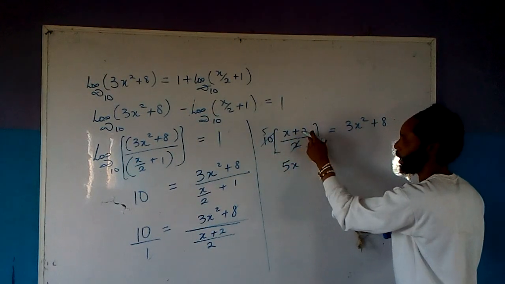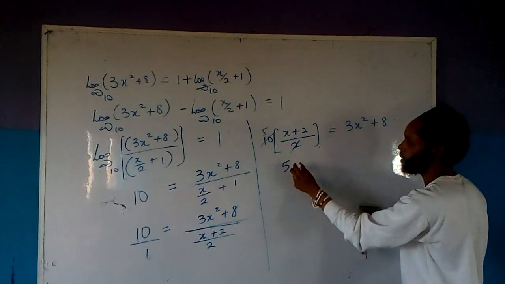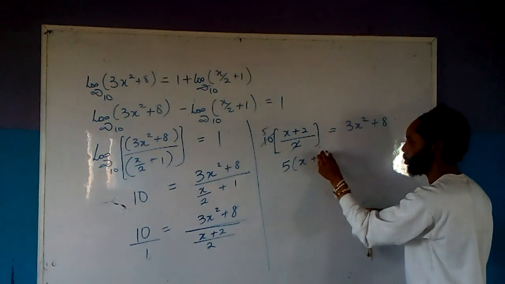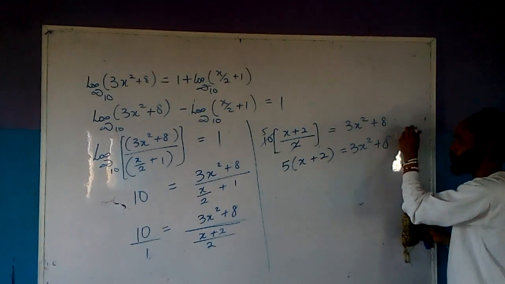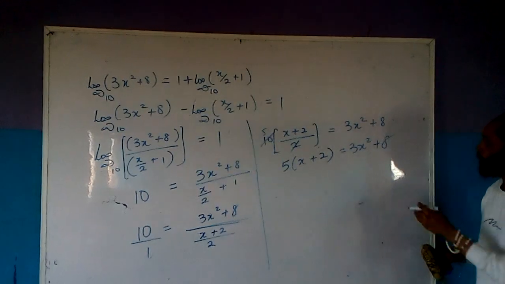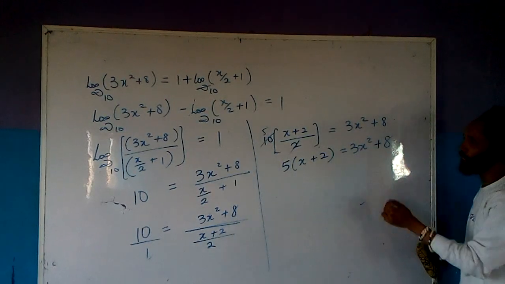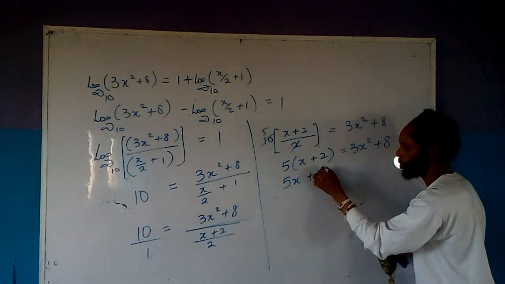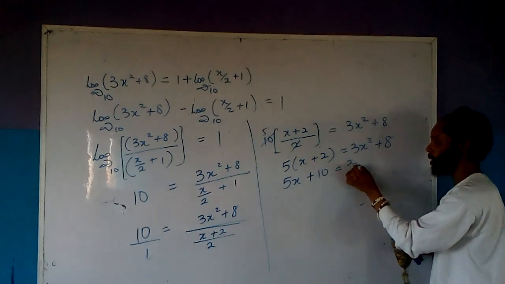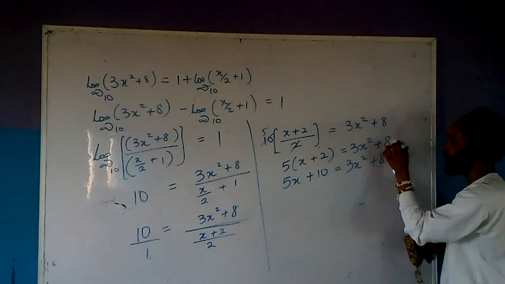5x. 5 times, let me open it. We have 5x plus 2 equals what? 3x squared plus 8. That's what we have here. And now we will open this bracket. That's 5x plus 10 equals 3x squared plus 8.